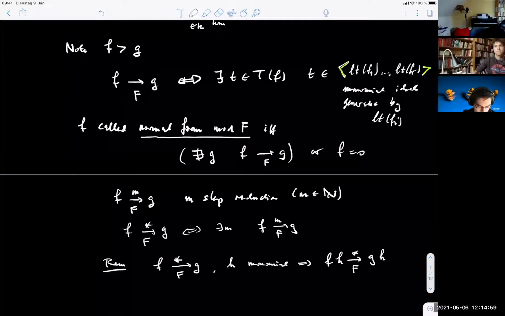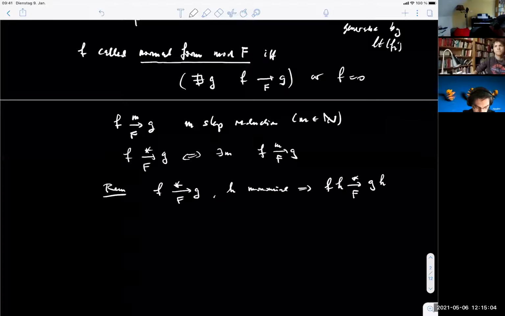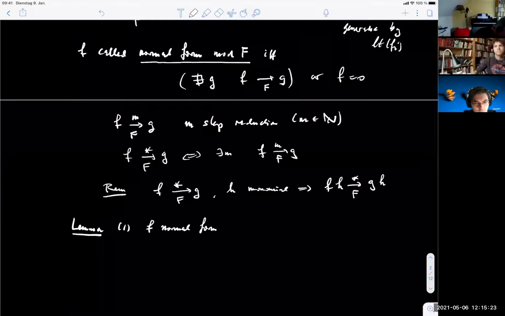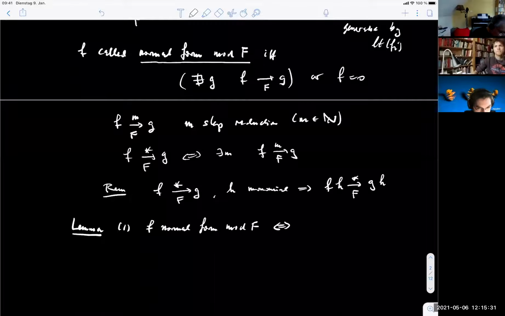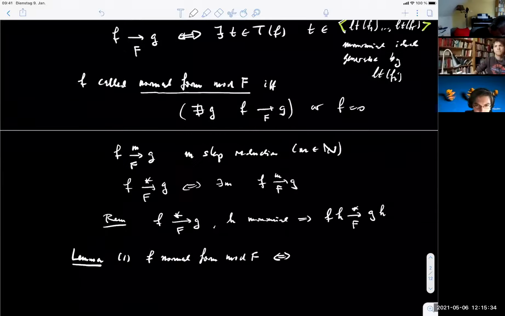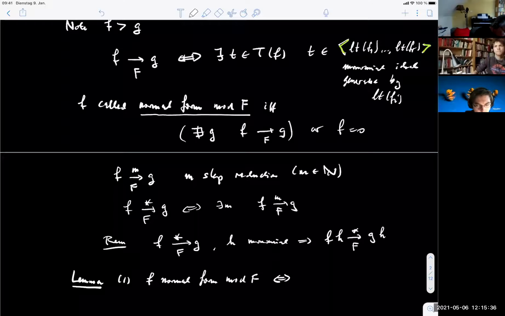Okay, now I'm ready to state a lemma. So first, I rephrase what it means for a polynomial to be a normal form. Actually, we had this. Let me write it. F is a normal form mod F if and only if. Okay, I just have to look what we have here.